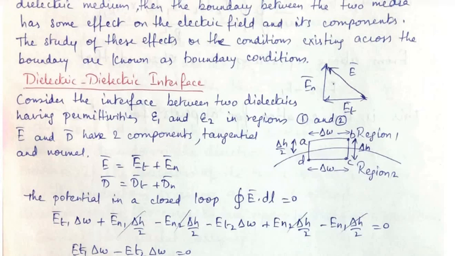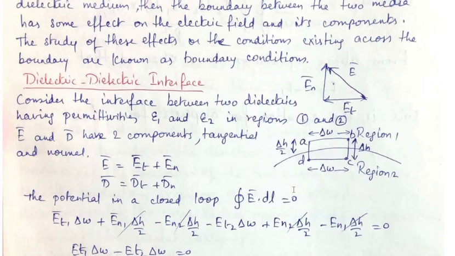Now we have to remember one important point here. Whenever the field is entering the boundary, or going to the boundary, that has to be considered as a positive value, and when the field is going away from the boundary, then it has to be taken as a negative value.